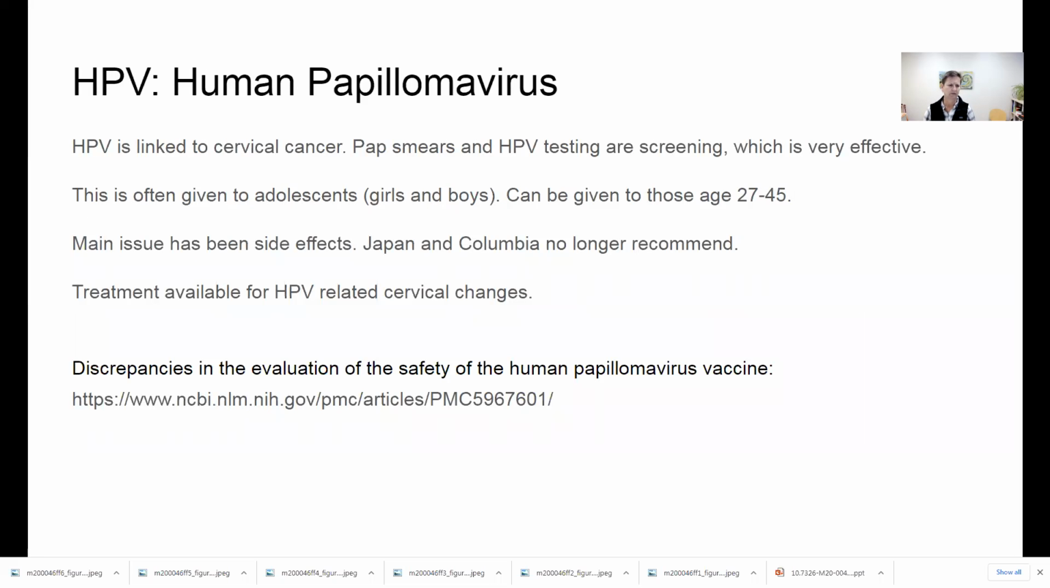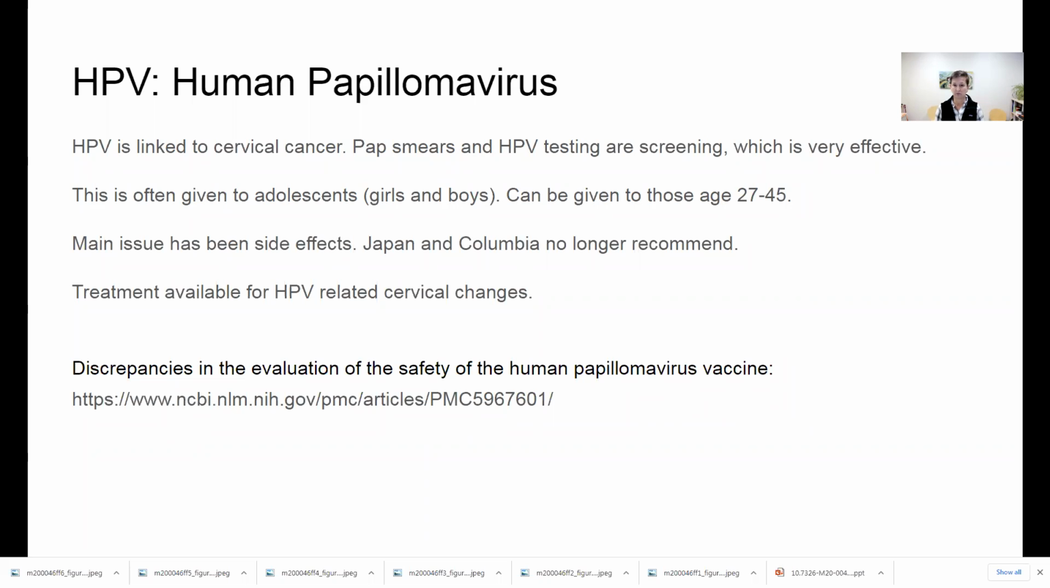HPV is human papillomavirus. This is linked to cervical cancer. We screen for cervical cancer. We have very effective screening with pap smears and HPV testing. And so if you are getting screenings, obviously this is pertaining to women, the likelihood of you dying from cervical cancer is very low. It's often given in adolescents, girls and boys. It can be given to those ages 27 to 45, and that requires a conversation.